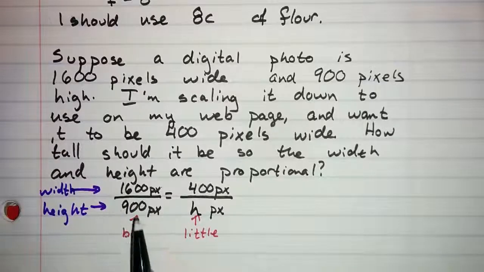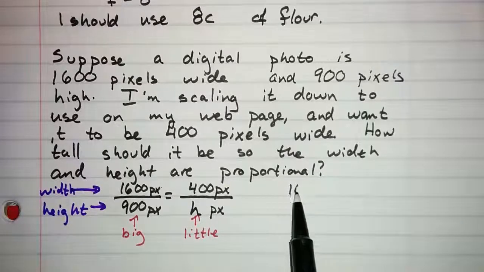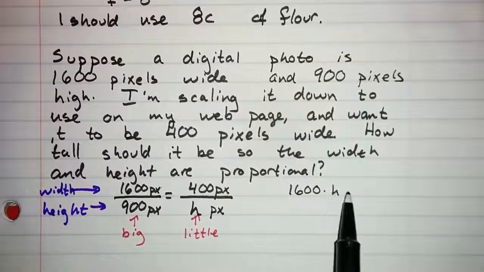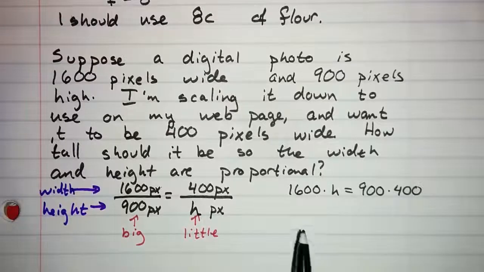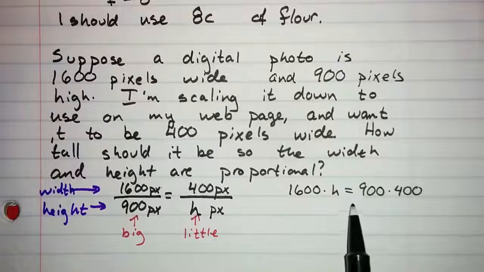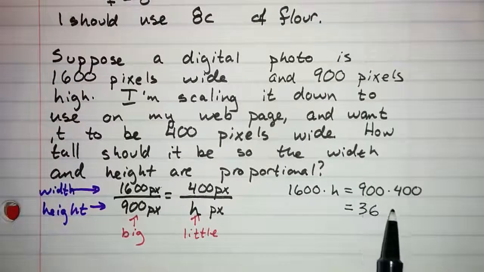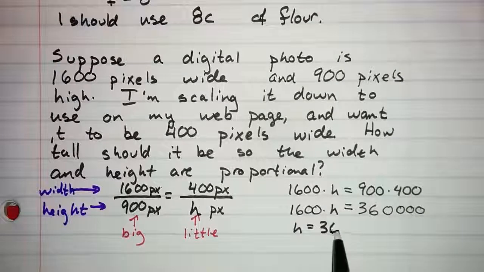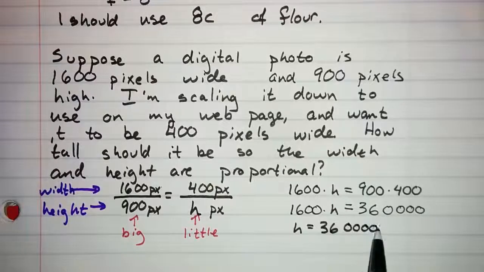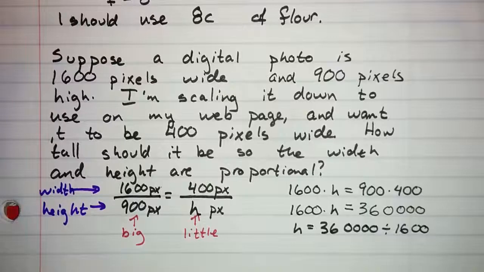Cross multiplying, I notice I'll have pixels times pixels, pixels times pixels. Units are good. I'll get 1600 times h is 900 times 400. 900 times 400, that's 36 followed by 4 zeros. So h will be 36 followed by 4 zeros divided by 16 followed by 2 zeros.